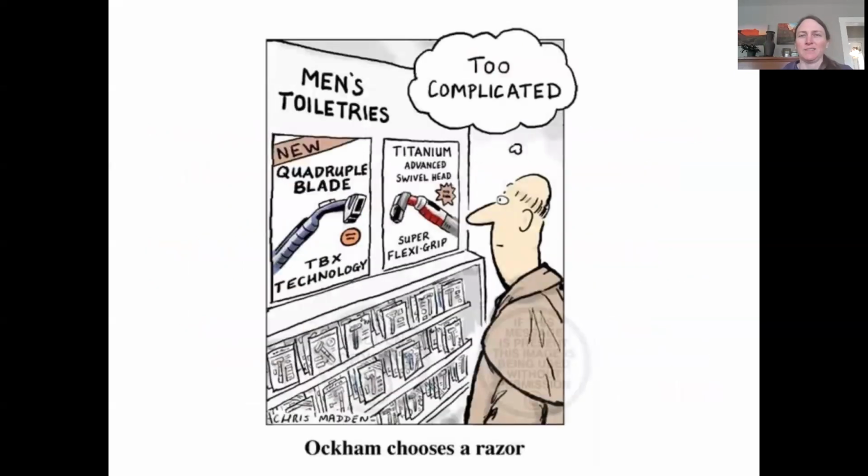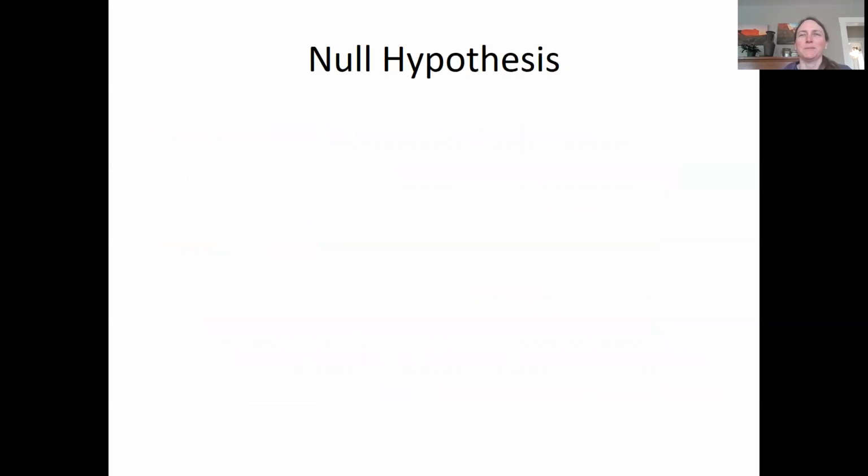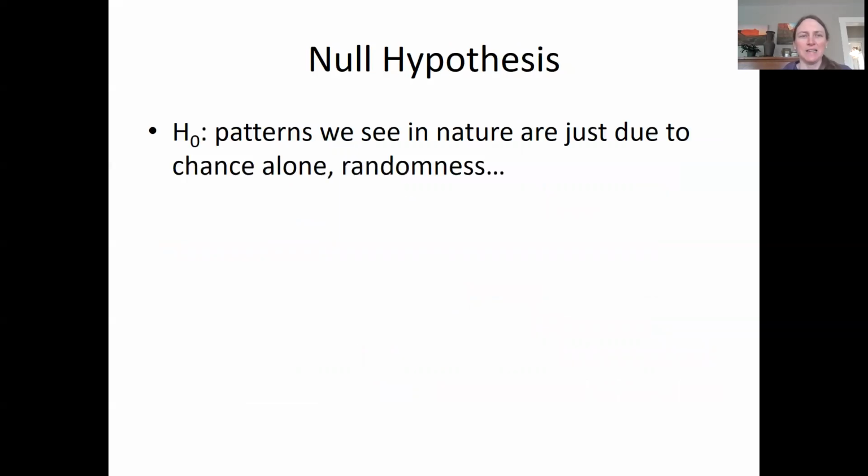So here's a little joke for you. I need a laugh track. Ha, ha, ha. Right? Occam choosing a razor, he's thinking, oh my God, they're both too complicated. Great. Okay, so back to the null hypothesis and this idea.